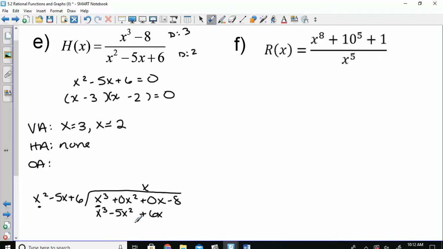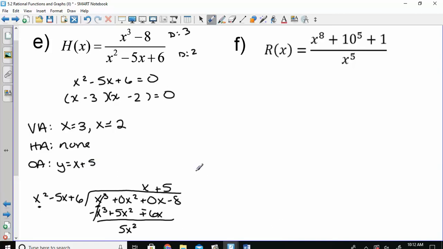Then what? Put in the negative. Run a negative through. Those cancel. 0x squared minus negative 5x squared is 5x squared. And that's really all we need, because now I need to do 5x squared divided by x squared, which is 5. So my oblique is y equals x plus 5.